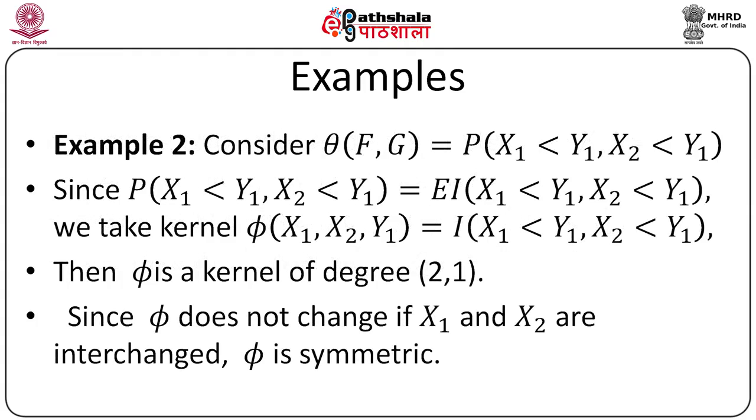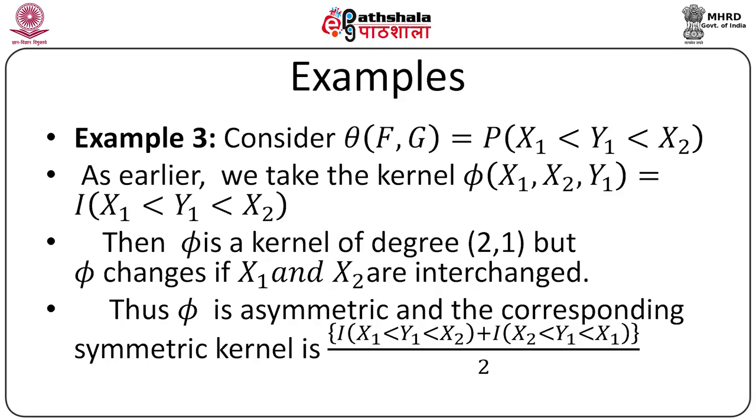Next, look at example 2, where the objective is to estimate the joint probability of x1 less than y1 and x2 less than y1. As before, since the expected value of the indicator equals theta, the kernel is the indicator function of x1 less than y1 and x2 less than y1. Then phi takes two x's and one y as the arguments. Thus, phi has degree (2, 1). Now, consider a different permutation of x1, x2, that is x2, x1. Observe that phi remains the same if we consider x2, x1 instead of x1, x2. Thus, by definition, phi is a symmetric kernel.